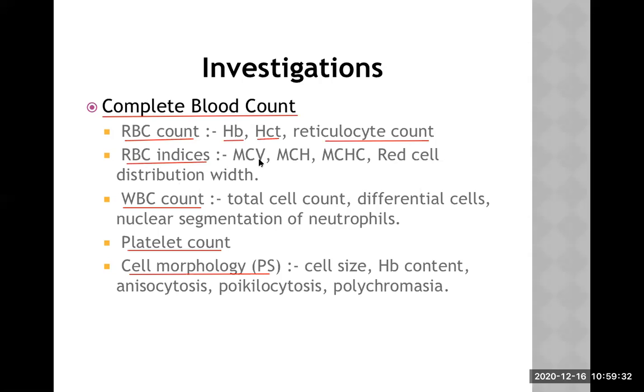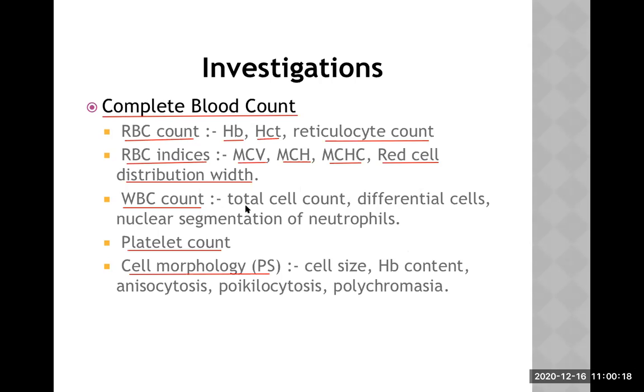Now, regarding the RBC indices, you can go for MCV, mean corpuscular volume, MCH, mean corpuscular hemoglobin, and MCHC, mean corpuscular hemoglobin concentration. These are called RBC indices. Another one is RDW, red cell distribution width. In one film under the microscope, studying the sizes of the RBCs is called RDW. So this is a part of a peripheral smear.